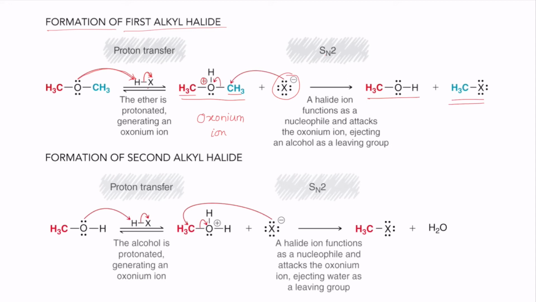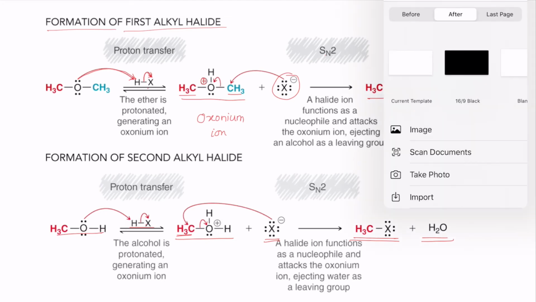Now the second time, the same thing happens: the alcohol itself undergoes the same reaction. It reacts with the proton and releases a halide, creating an oxonium ion again. The oxonium ion then gets attacked by the halide ion at the carbon. So again it forms the alkyl halide. Finally it combines and forms H2O. So let's take a look at this reaction more closely.